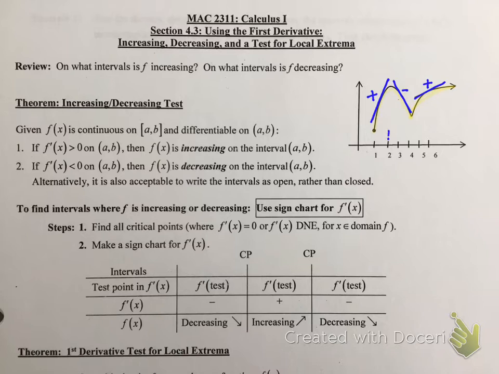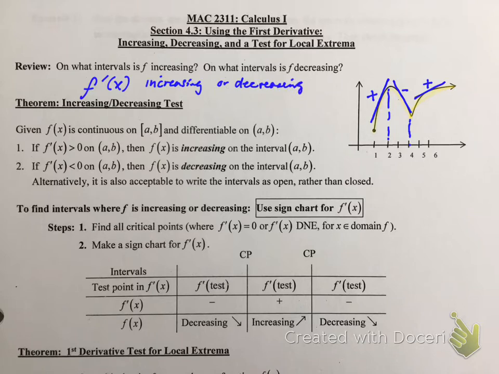until we get to about x equals 2. And then it's going down until we get to x equals 4. And then it's going back up again. So we are going to use the derivative to figure out if we are increasing or decreasing.